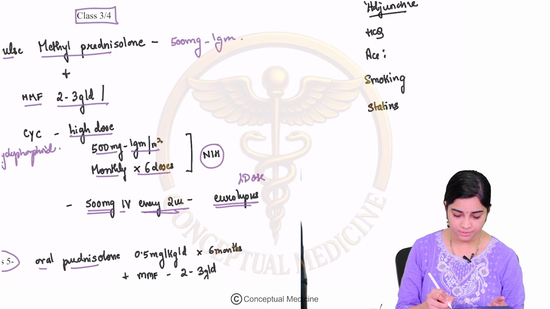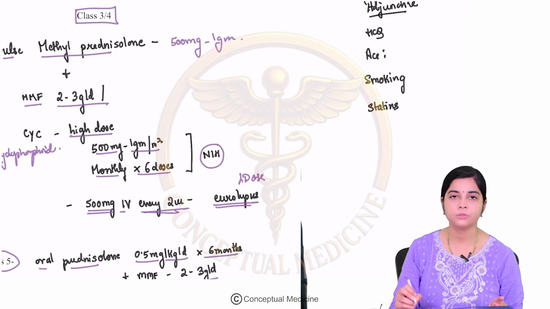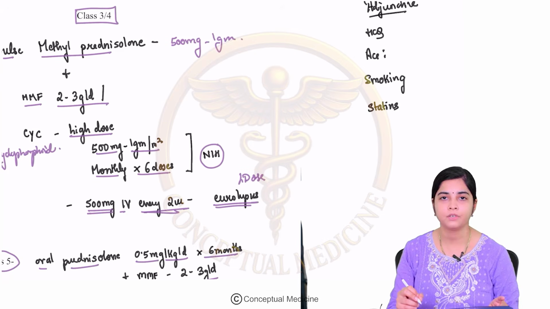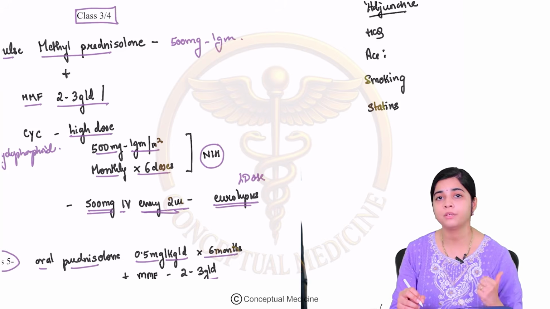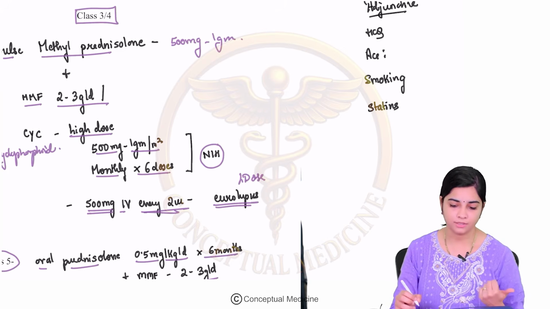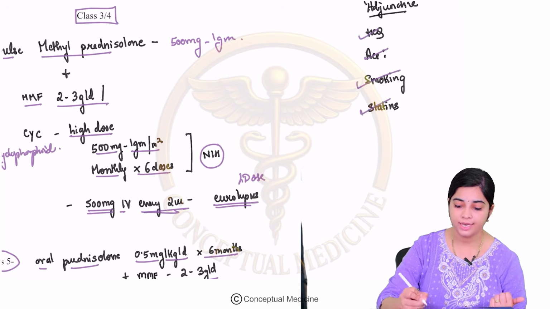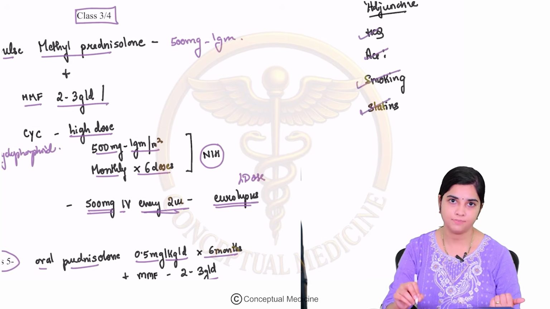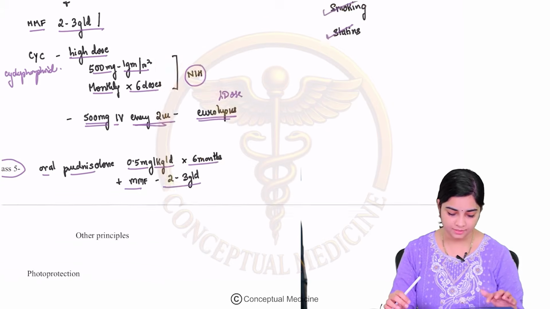Here you give oral prednisolone of 0.5 mg per kg per day for 6 months along with MMF of 2 to 3 gram per day. So the major difference is that in class 5 you may not require pulse steroid therapy. What are the adjunctive drugs that can be used? You can use HCQS and ACE inhibitors, you have to tell your patients to stop smoking, and you have to use statins. So this is about the management of lupus nephritis.